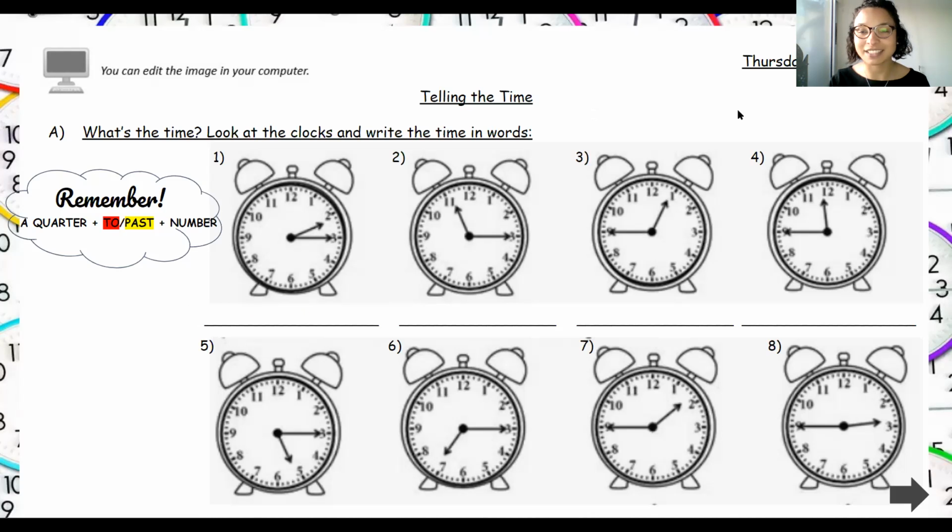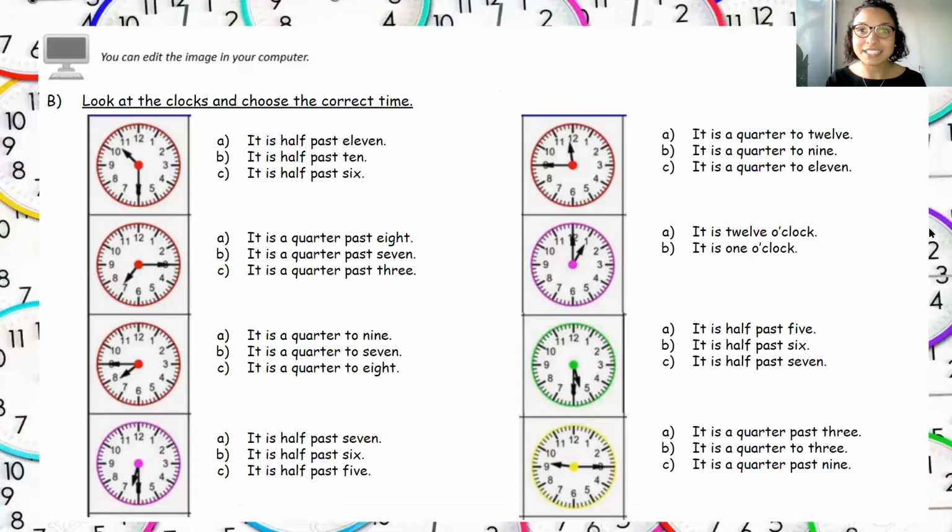Let's take a look at the second activity. The second activity, it's multiple choice. So look at the clocks and choose the correct time. So first of all, you need to take a look at the clock. Let's do the first one together. So here, let's take a look at the long hand that is pointing at number 6 and the short hand that is between 10 and 11. Remember that here we also have got o'clock, half past, quarter past, and quarter to, okay?